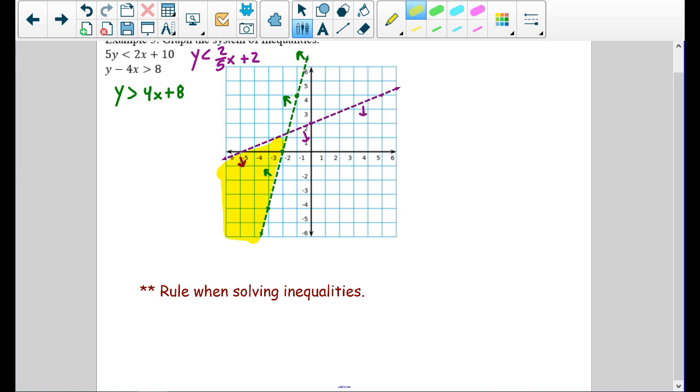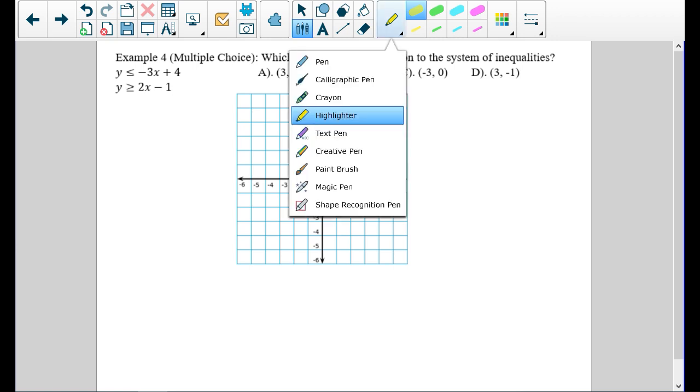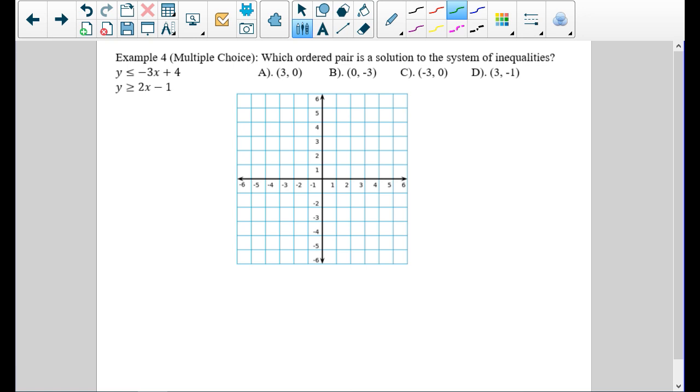All right, we got one more example. It is a multiple choice question. So here they give us a graph, and then they're asking us which ordered pair is the solution to the system of inequalities. So first thing we need to do is find where that area is. So you can do one of two things. You could plug in every single point until you find the one that works in both equations, or I can graph it. So let's just graph them.